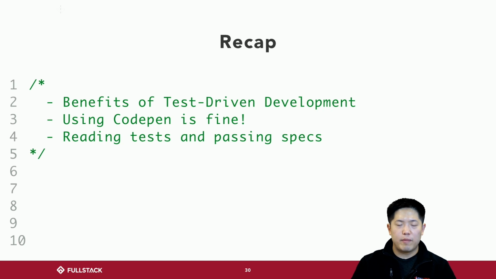All right, so as a quick recap, we talked a little bit about the benefits of test-driven development, and some of the cons, right? We've got to write more code. Want to emphasize again that using CodePen is completely fine. It's a great way to get started. And then we talked a little about reading tests, right? We're looking for the expect keyword, and that's how we pass the spec.